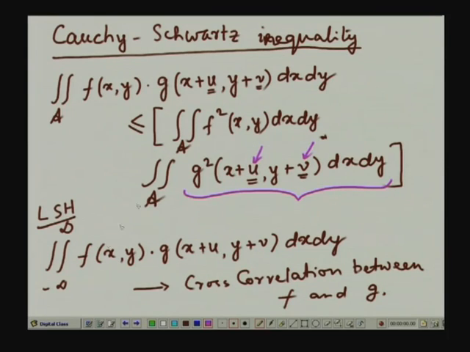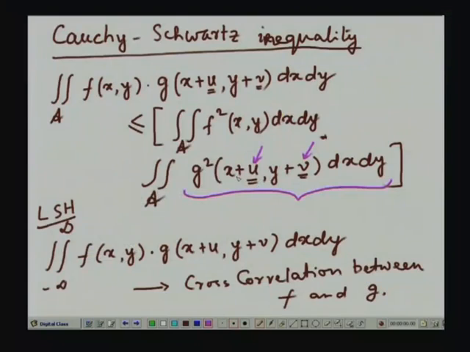So, though from the left hand side this is equivalent to cross correlation between the function f and g, this cross correlation cannot be used directly as a similarity measure, because the right hand side is not fixed. Though the integral of f square x y dx dy is fixed, the integral of g square x plus u, y plus v dx dy is not fixed, it depends upon the shift u and v. So, because of this, the cross correlation measure cannot be directly used as a similarity measure or a match measure.